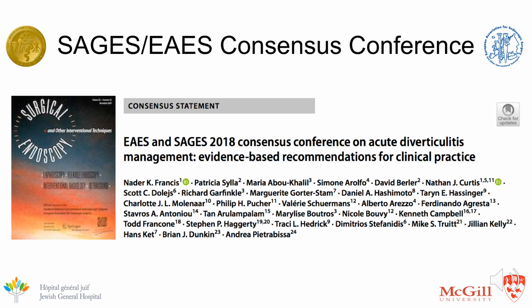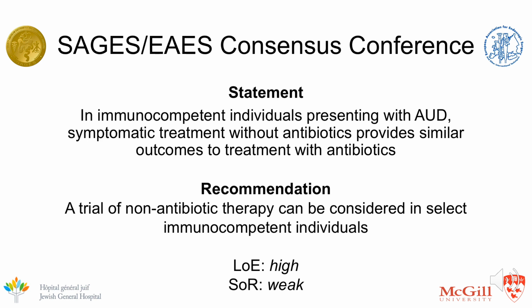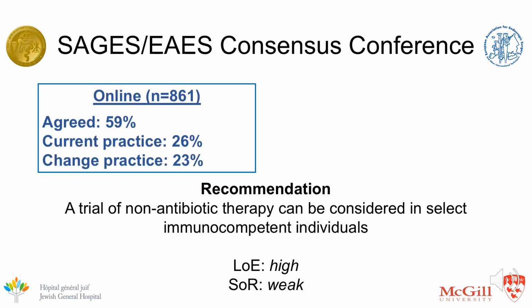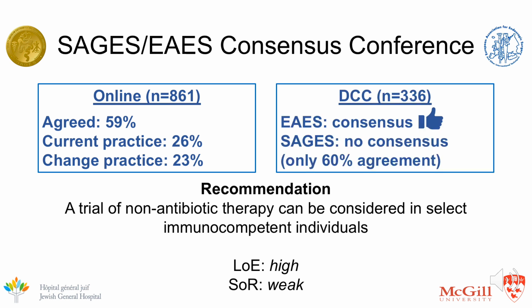Well, in 2018, SAGES and EAES collaborated to provide evidence-based recommendations on the management of diverticulitis and tackled a number of controversial issues. Regarding antibiotics, the working group stated that in immunocompetent individuals presenting with acute uncomplicated disease, symptomatic treatment without antibiotics provides similar outcomes to treatment with antibiotics, and recommended that a trial of non-antibiotic therapy be considered in select immunocompetent individuals. Interestingly, only 59% of online voters from both societies agreed with this recommendation, with only a quarter saying that it would change their practice. The evidence was therefore re-presented at each annual meeting, respectively, and while EAES members re-voted to approve the recommendation, SAGES members did not, and I think this very much reflects practice differences across continents.